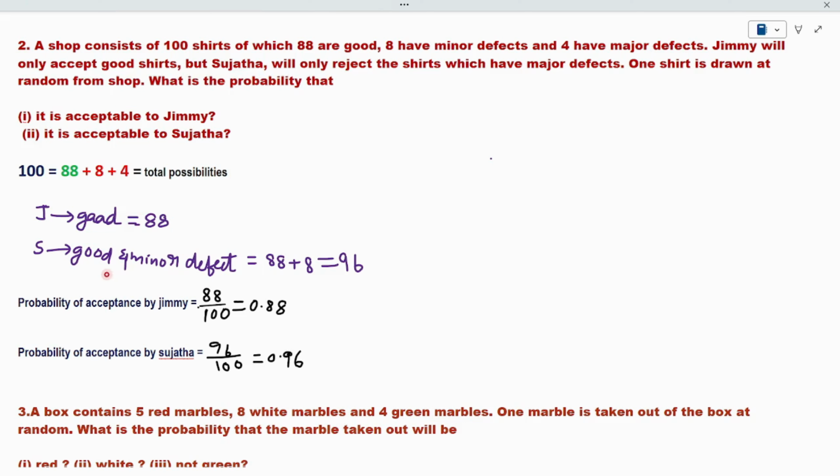Now the probability of acceptance by Sujata. Sujata can accept 96 shirts, which include 88 good shirts as well as 8 shirts with minor defects. So my event of Sujata is 96. By substituting, we get 96 by 100, where 96 is the event of Sujata and 100 is the total possibilities. By simplifying, we get 0.96.